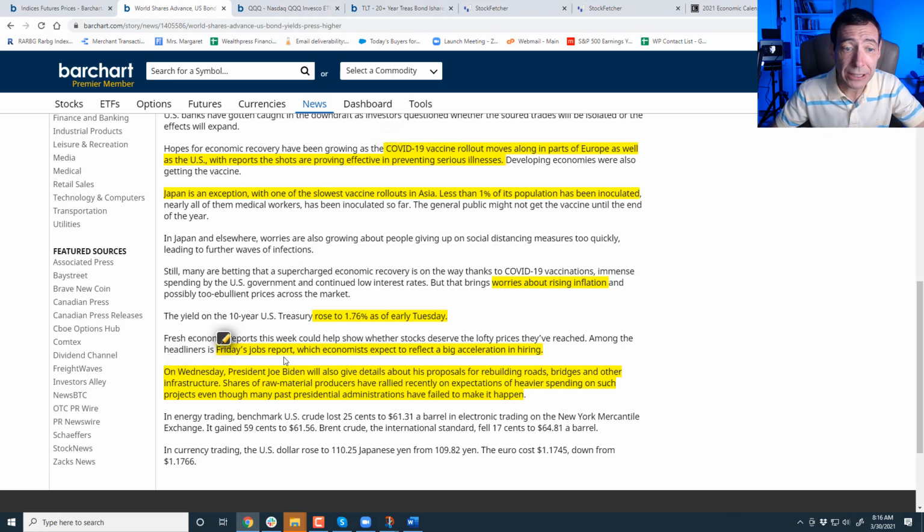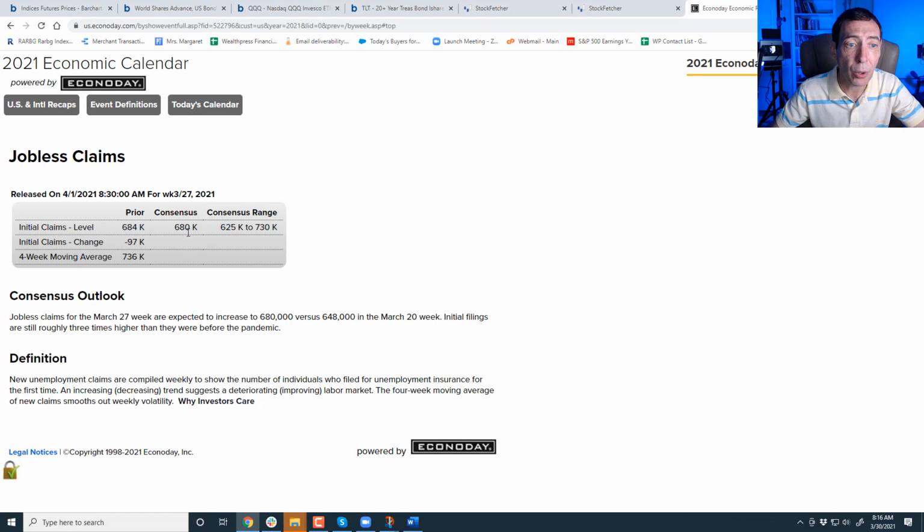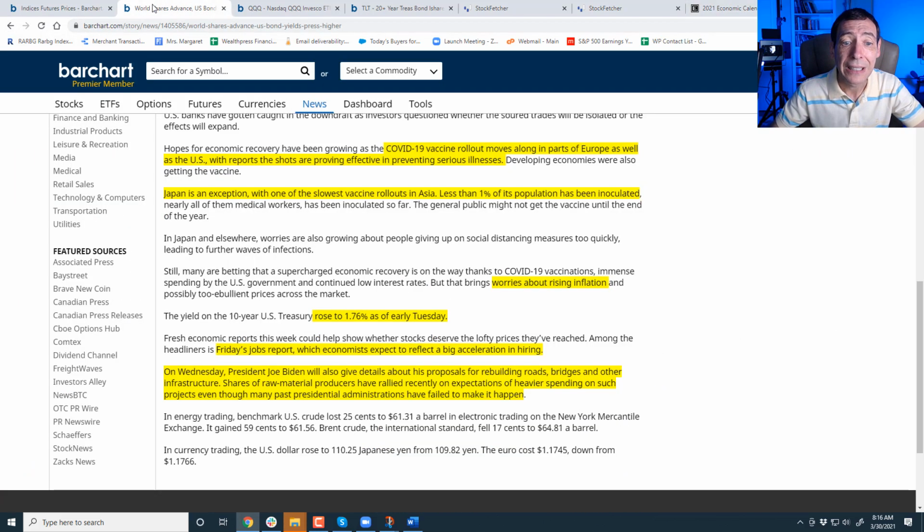The market's looking for Friday's job report, as I have mentioned, which economists expect to reflect a big acceleration in hiring. There's a good reason for that, because if you look at the jobless claims last week on Thursday, you will see that we broke 700,000. We're at like 684,000, which is like the first time since the COVID started that we've broken the 700 level, or maybe the second time. But if we can keep breaking below the moving average, which is 736, we will do very, very well. So let's keep an eye on the jobless claims and the report.